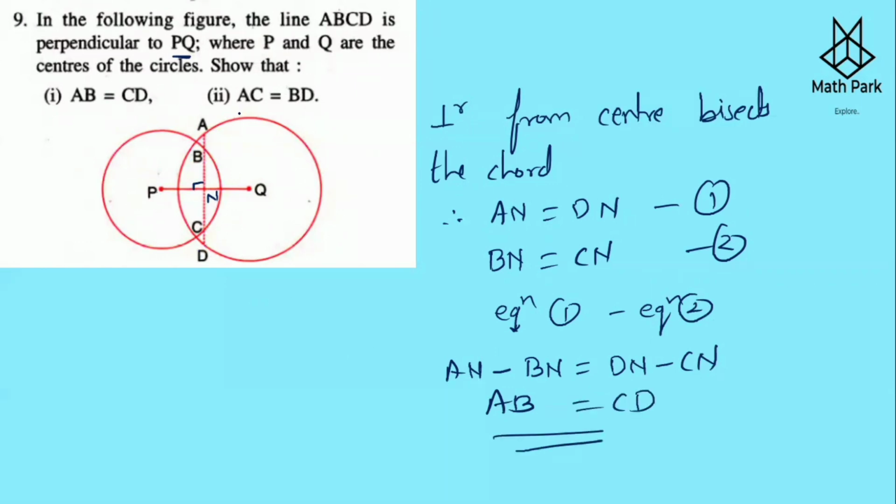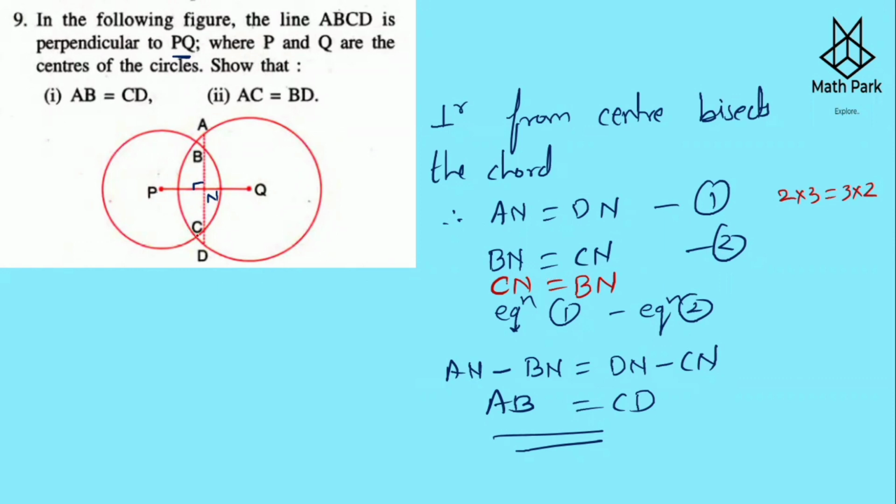Now second we want to prove AC is equal to BD. So what should be done for having AC is equal to BD? For that we can write CN is equal to BN. Equation 2 into 3 is same as 3 into 2. Just rearranging this, CN is equal to BN.